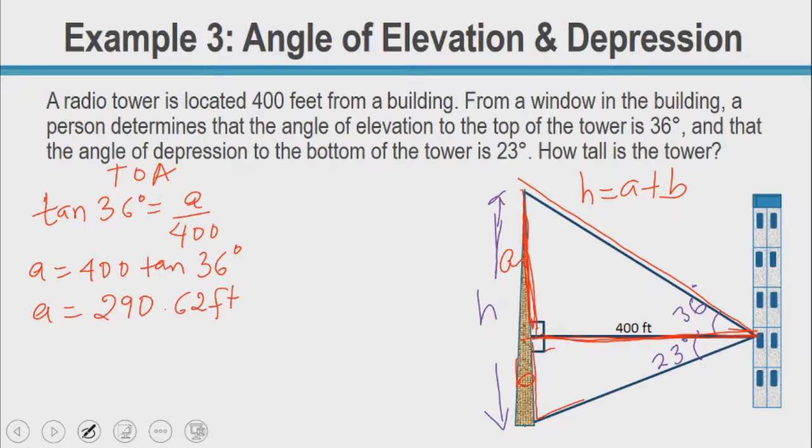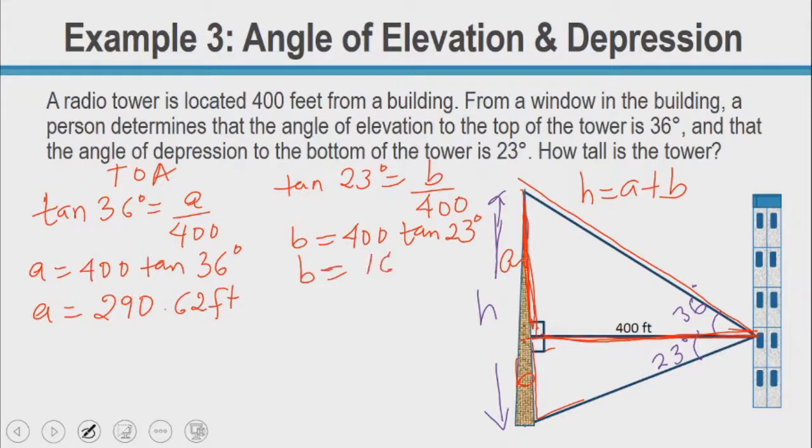Let's find B. We have opposite and then we have the adjacent. Using TOA again, tan 23 degrees equals opposite, which is B in this case, divided by adjacent, which is 400. So B will be 400 tan 23 degrees. So if you use your calculator to simplify that, B will give you 169.79 feet.